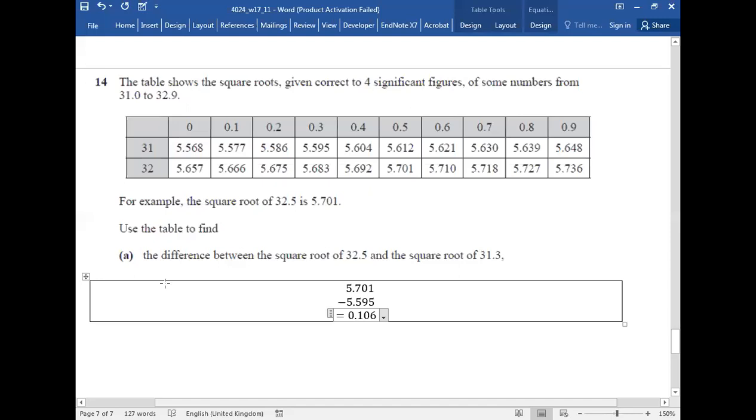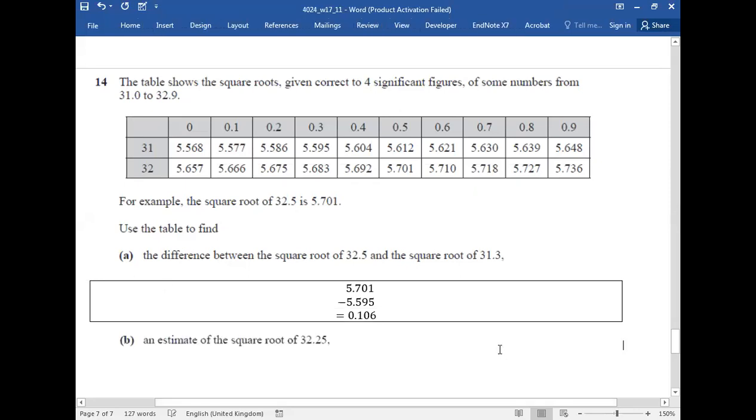What are you going to do in this table? Say the question is asking you the estimate of the square root of 32.25. You know the root of 32.2, right? You know the root of 32.3. The square root of 32.25 will lie somewhere between these two. You can use any value. Tell me what do you get?